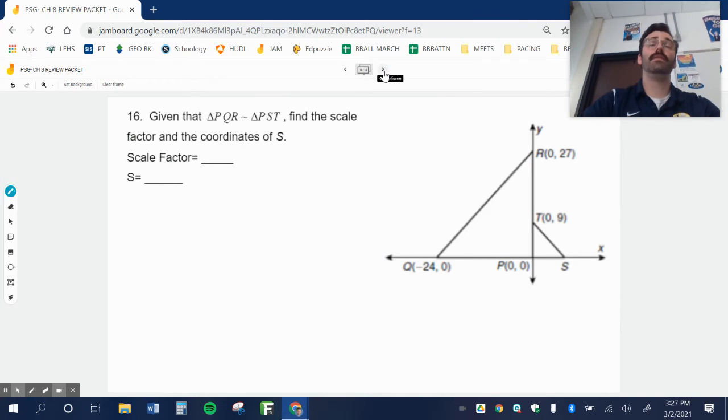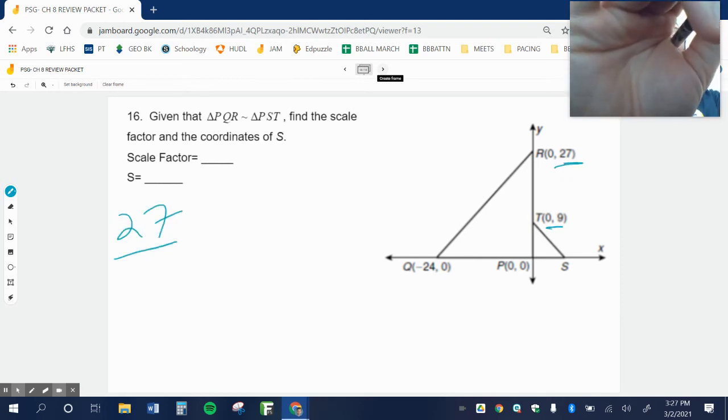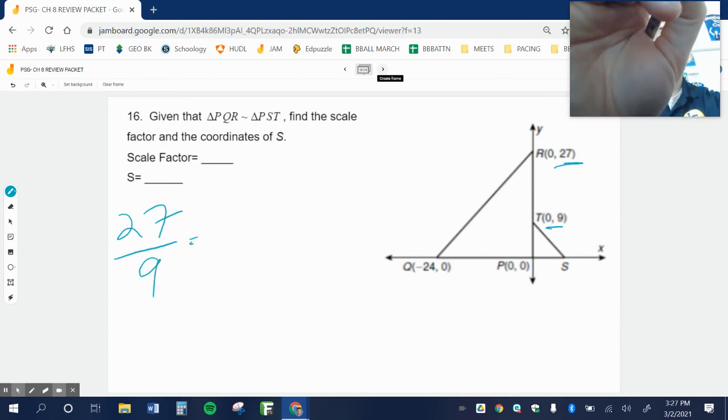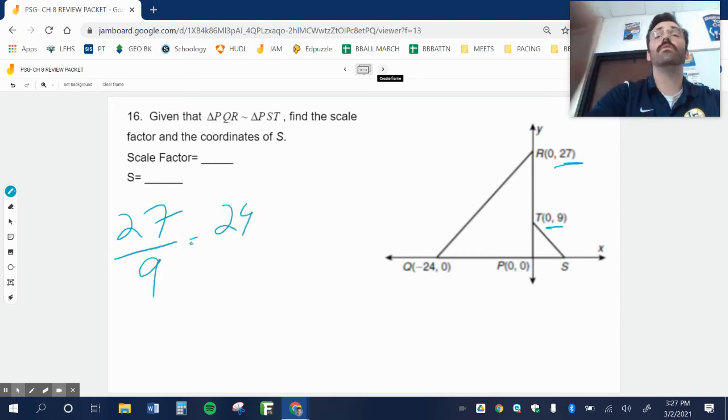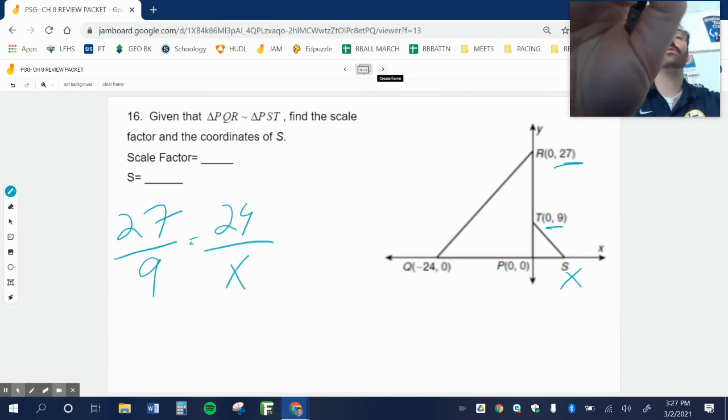Okay, given these two triangles are similar, PQR and PST, find the scale factor and coordinates of S. Well, I can tell that this smaller triangle, this is 9 and this is 27, so I can set up a proportion. The larger over the smaller equals the large triangle over whatever this X value is over the smaller.